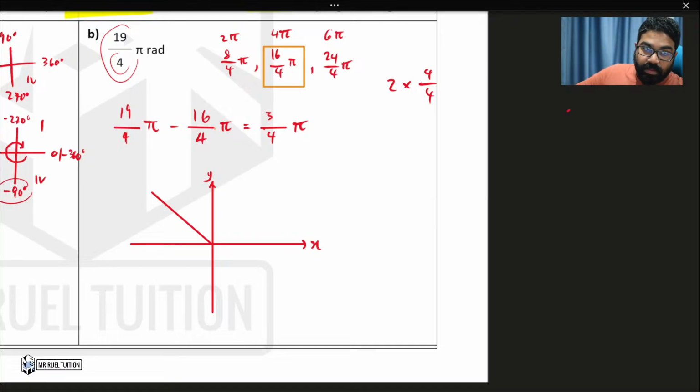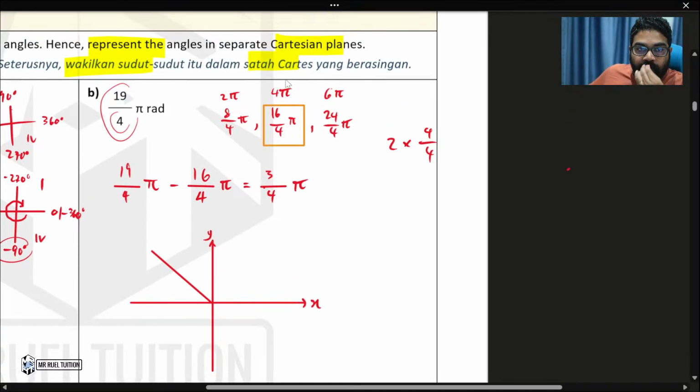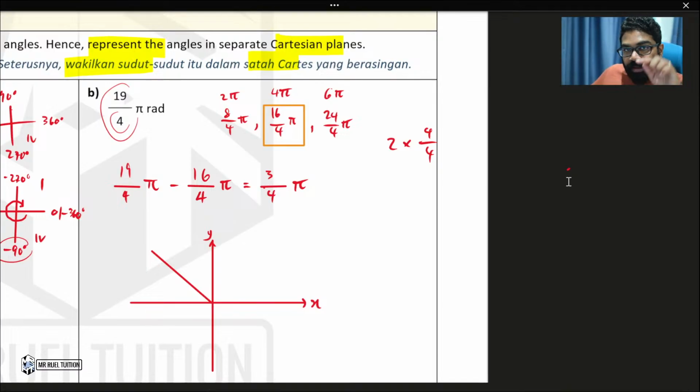So, we know based on the multiple. Gandaan paling besar 2 pi di dalam dia. The largest multiple of 2 pi inside was 4 pi. Itu berapa pusingan? How many rounds is 4 pi? 2 pi 360 degree. 2 pi 360 darjah. 2 pi is 1 round. 4 pi berapa pusingan? 2 rounds.